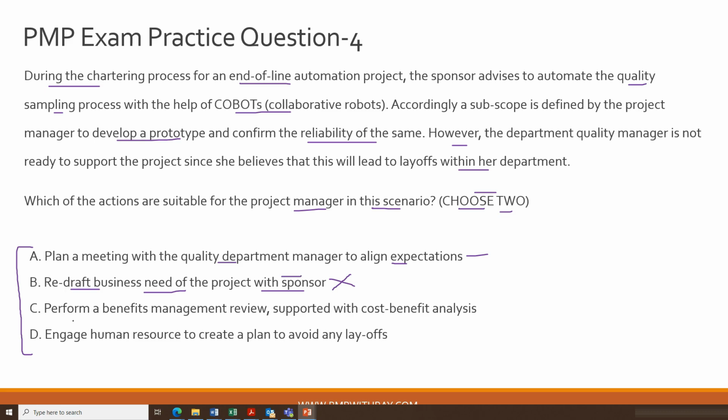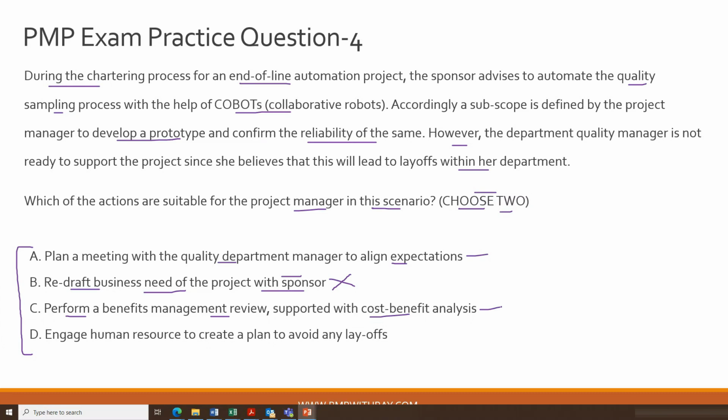Okay, option C, perform a benefits management review supported with cost benefit analysis. So this also looks like a reasonable option to me, right? Because you are doing a benefits management review and you are supporting your analysis with data, which is a cost benefit analysis. So as a part of your cost benefit analysis, you can provide a recommendation or a risk mitigation strategy that if there is a chance of layoffs, what can be the redeployment strategies of the technicians who will no longer be required in the quality sampling process role.